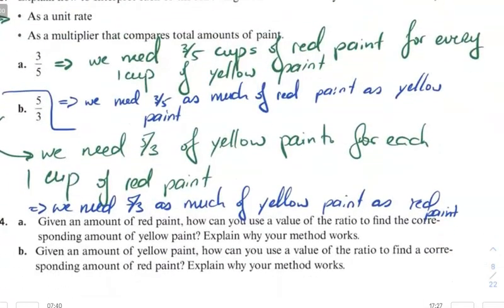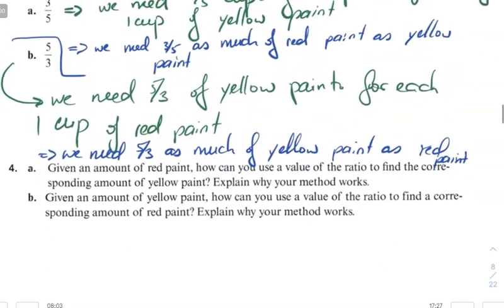Okay. So now we're able to interpret these 3 to 5 as a fraction, 3/5 or 5/3. And as that fraction, we're able to interpret that in 2 different ways. Either 3/5 of a cup compared to 1 cup, or 3/5 of the whatever amount of yellow paint. Okay. So make sure that those 2 different interpretations make sense.